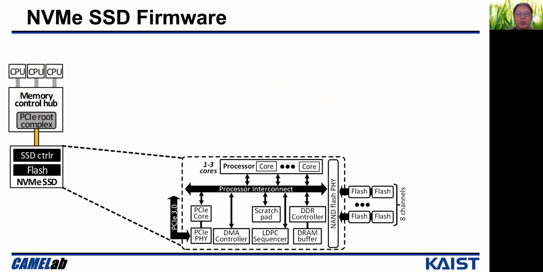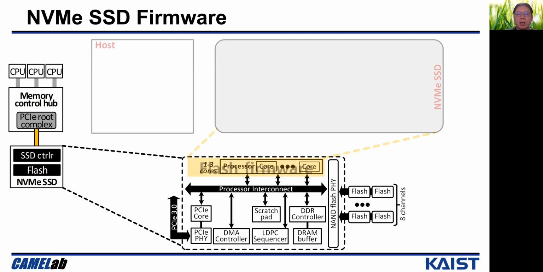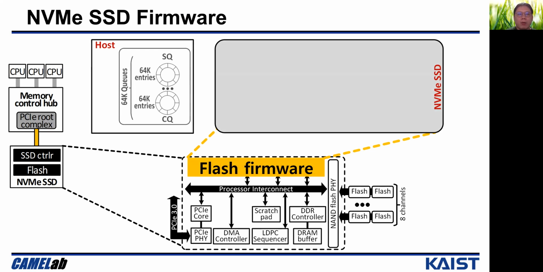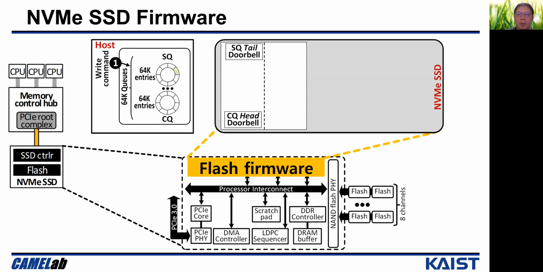The cores are used to execute the flash firmware. Here I will simply explain the main task of the flash firmware. While the NVMe driver creates multiple submission queues and completion queues in the host, the SSD controller allocates multiple doorbell registers. When the host submits a command to the NVMe SQ, the NVMe driver writes the doorbell register in the SSD firmware. The SSD firmware will then fetch the commands from the NVMe submission queue.